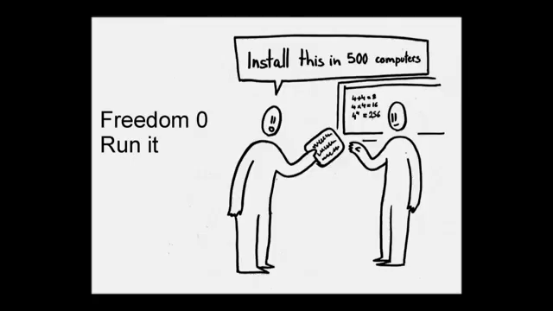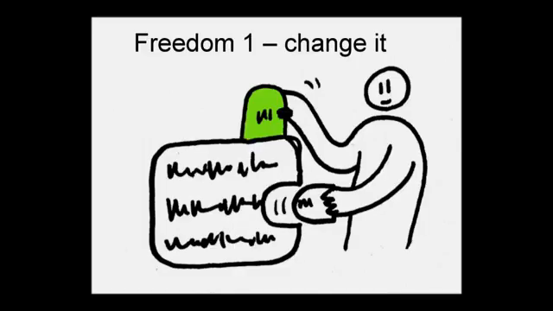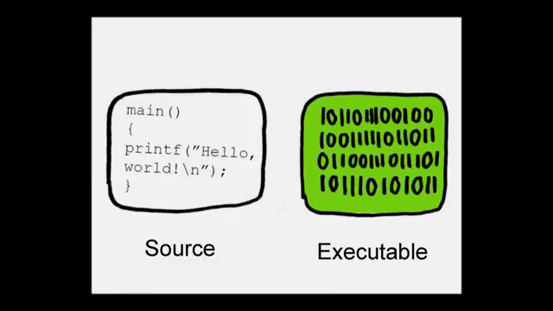So freedom 0 is the freedom to run the program as you wish for whatever purpose. Freedom 1 is the freedom to study the source code of the program and change it so it does the computing you want it to do. But what is the source code? Well, every program typically will have 2 forms. There's the form that you can read and you can understand if you know the programming language. That's the source. That's what programmers write and change.